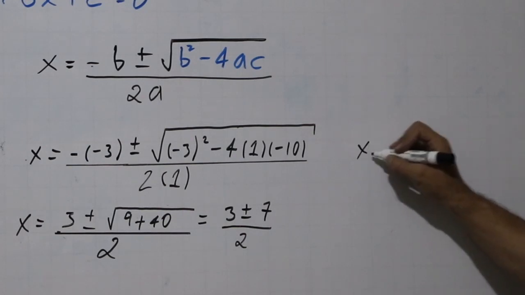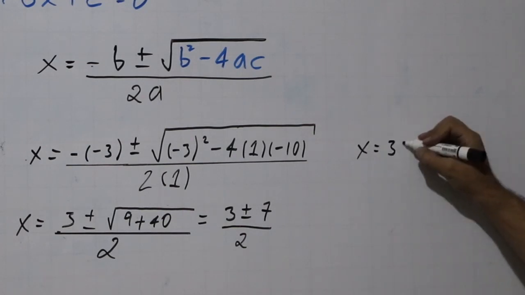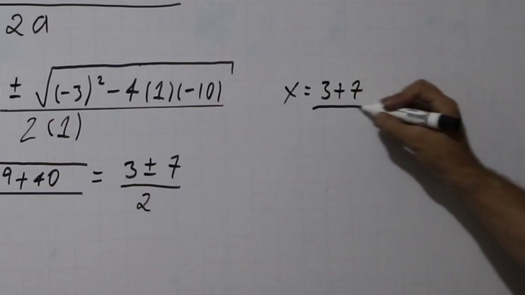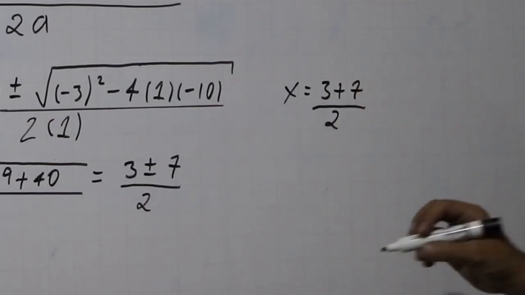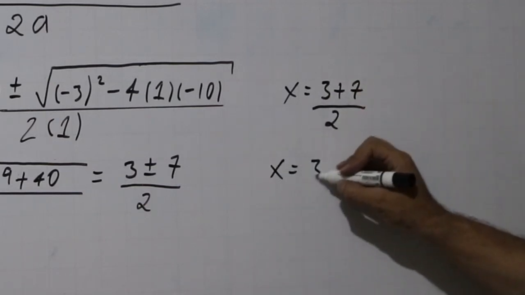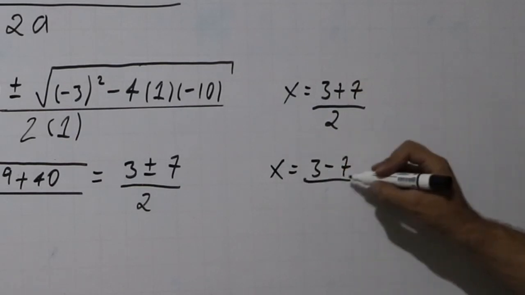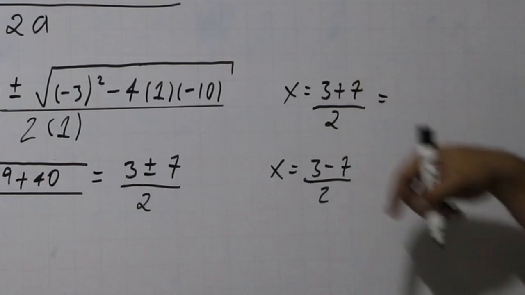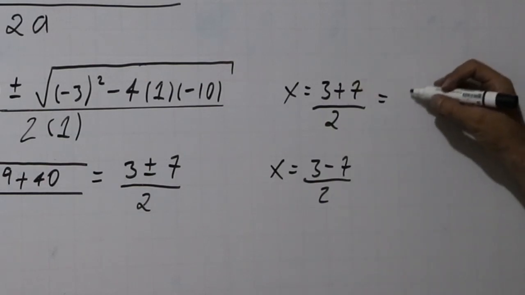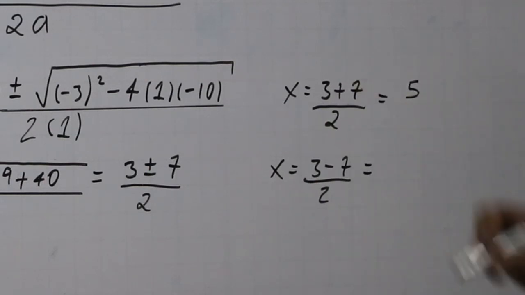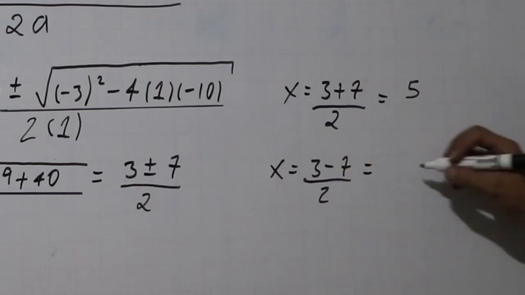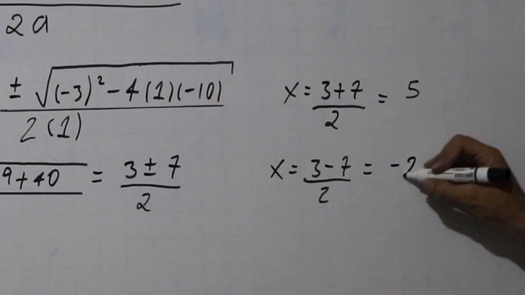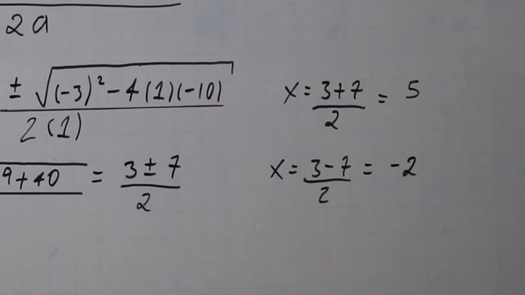Anyway, we have x equals 3 plus 7 over 2, and the other one is 3 minus 7 over 2. That's all. So here we have 10 divided by 2, that's positive 5. And we have here 3 minus 7, that's minus 4, and divided by 2, that's minus 2. So we have 2 answers.